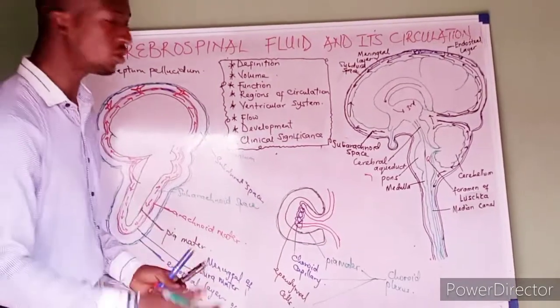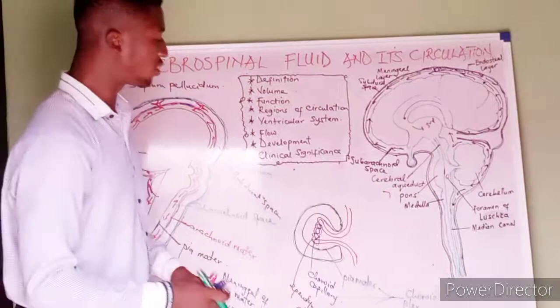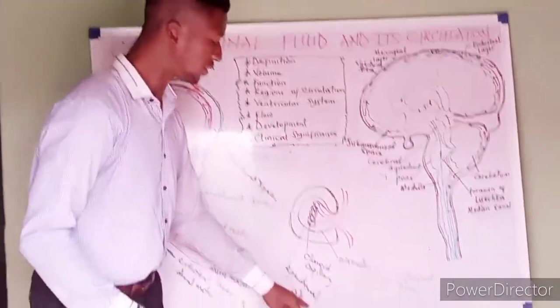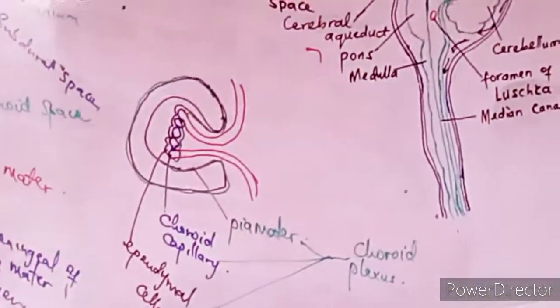So it means the secretion of cerebrospinal fluid is from the choroid plexus, which consists of the pia mater, the choroid capillary, and the epidermal cells of the inner layer of each ventricular system.